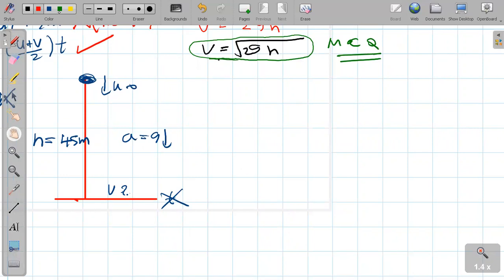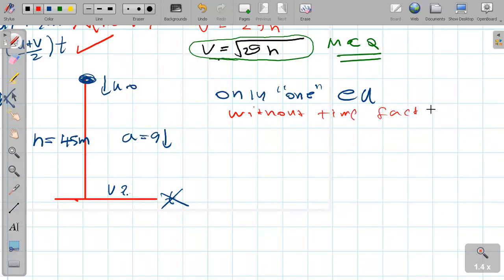Okay, forget about that. Now here, we have many equations, but the time is not included. I have to find any equation without time. There is only one equation. Only one equation. Without time factor. What is that golden equation without time factor?